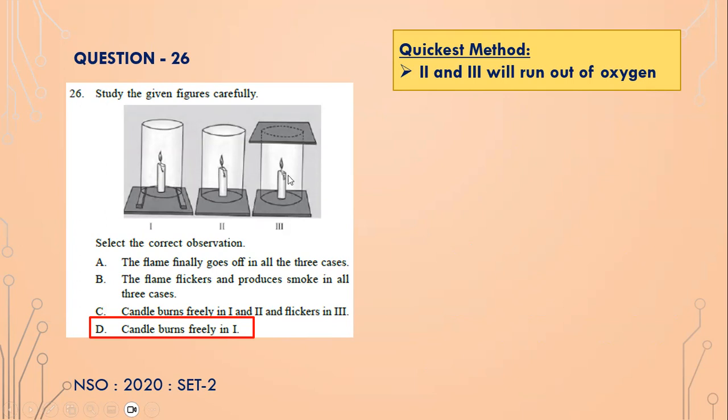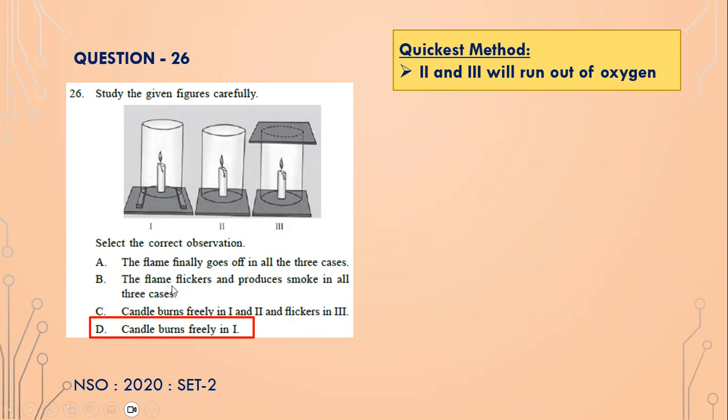In the third one also, the candle is going to run out, because it is all enclosed. The glass is kept over the candle and it is going to run out of oxygen. So select the correct observation. The flame finally goes off in all three cases, which is not actually true, because the flame will keep on burning in the first. Eventually it will go off because the candle will melt, but at least the flame will keep on burning. In 2 and 3, the flame will go off in just a matter of a few seconds.